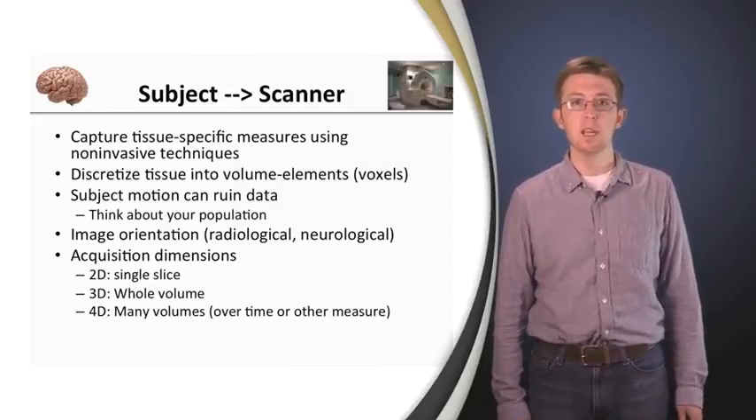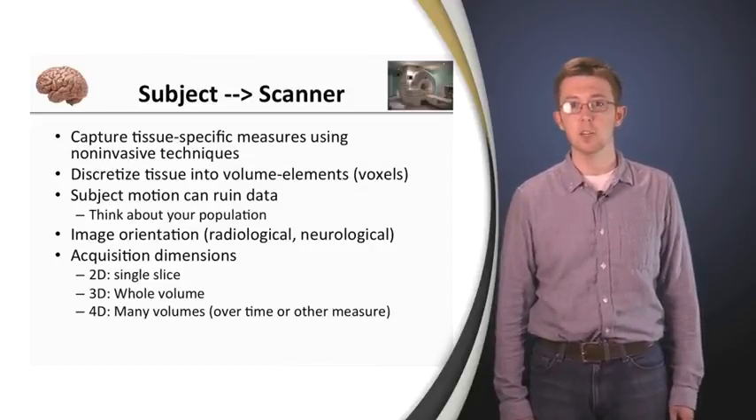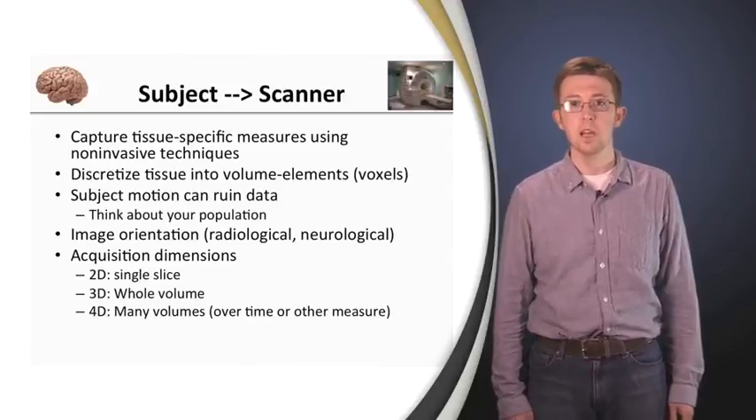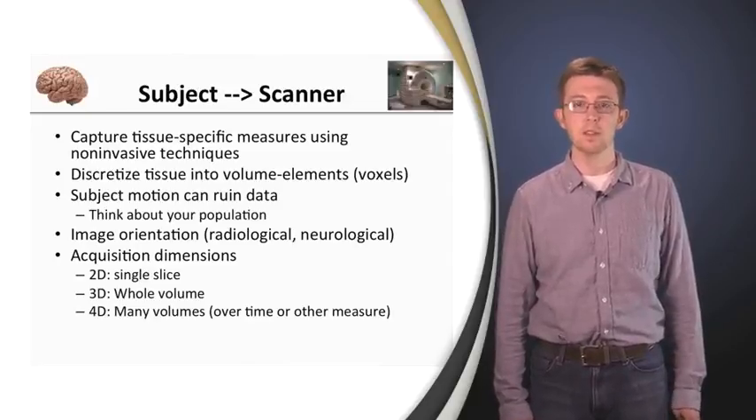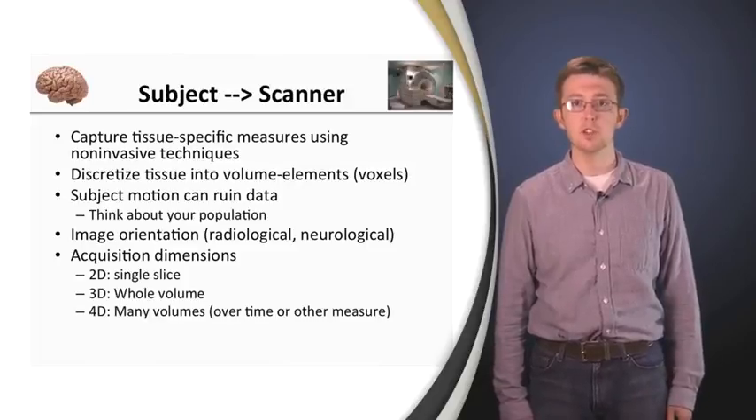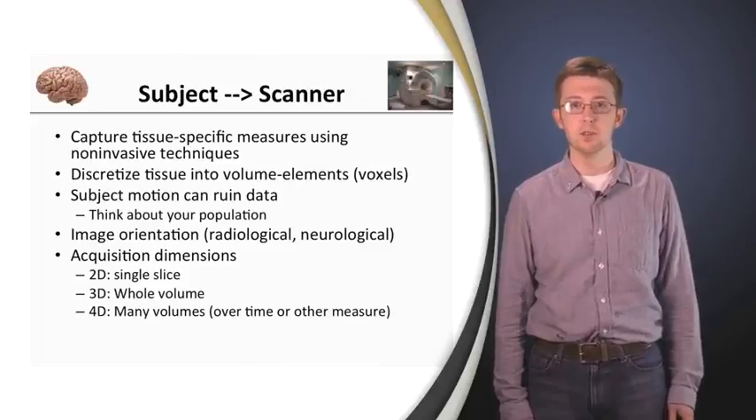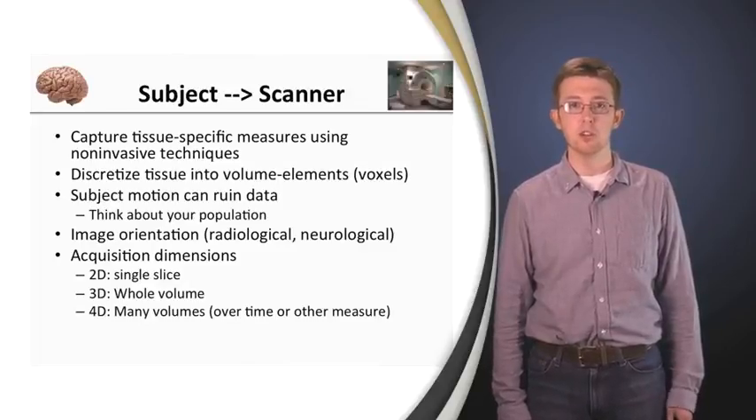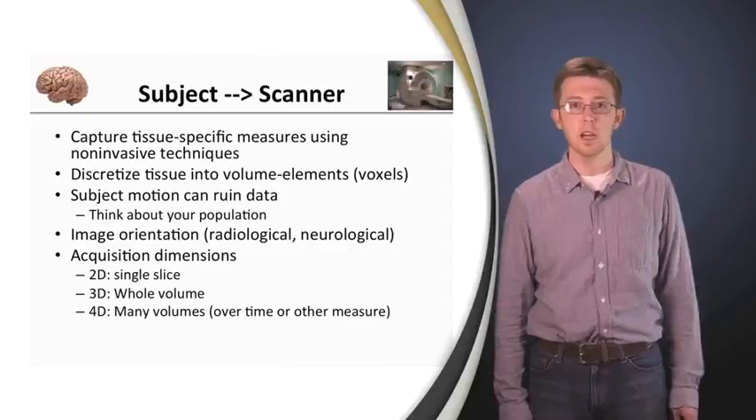The biggest thing that can always ruin your data is subject motion. If you're running one of these studies, it's important to think about your population. For instance, in our case, we typically scan children, and they can move a lot in the scanner, so it's very important to try and control that as best you can.